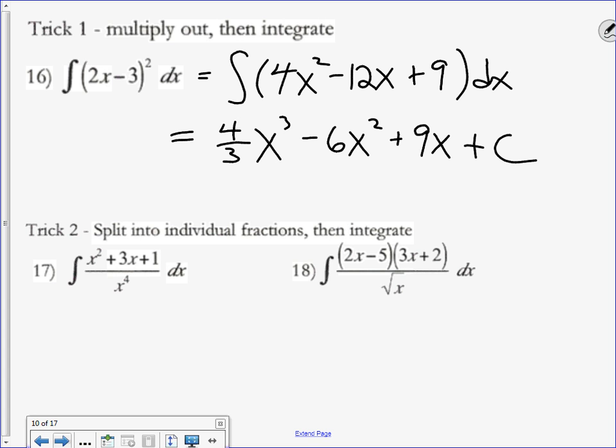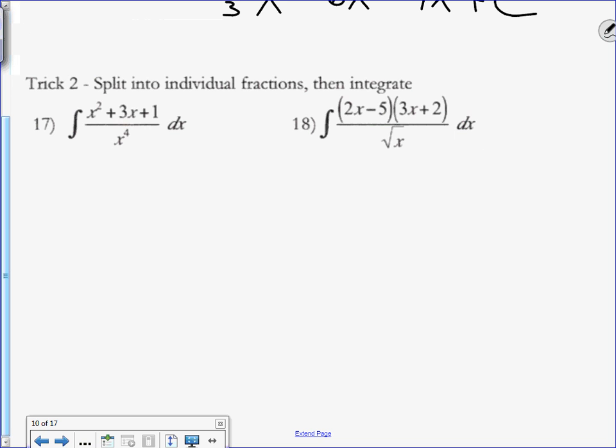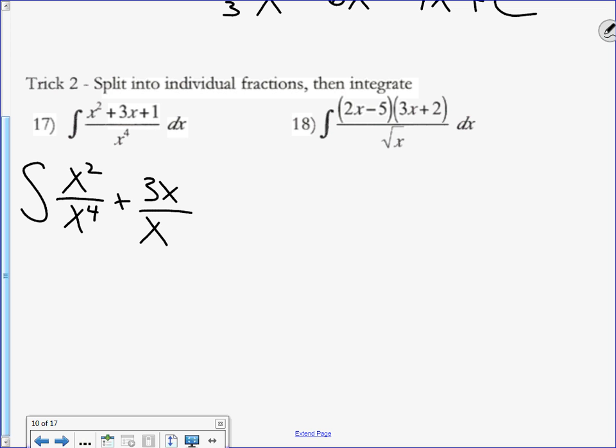Division's the other one you have to watch out for. When you have a quotient, you can't integrate the top and the bottom separately, just like when you take derivatives, right? But we just don't have a quotient rule for integration. So you actually have to do the division first. You're going to have to break it up. In other words, you're going to take x squared over x to the 4th, that's 3x over x to the 4th, that's 1 over x to the 4th.